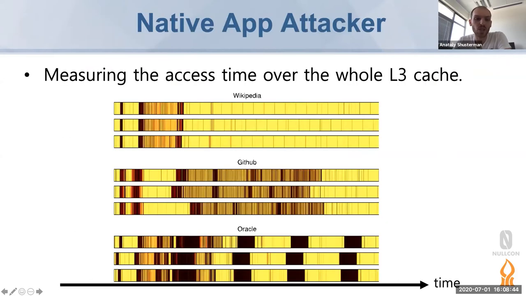Let's see some intuition of why it should work. These are traces of cache contention while surfing different web pages. This is a measurement using a native app attacker, which is a program running on the same hardware, not JavaScript. The x-axis is the time, and the darker color indicates a higher cache contention in this time slot. So these are several web page visits. The first three are Wikipedia, the next three are GitHub, the next are Oracle.